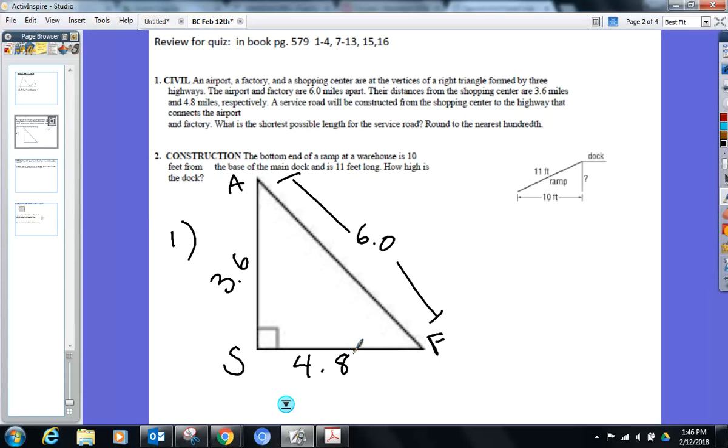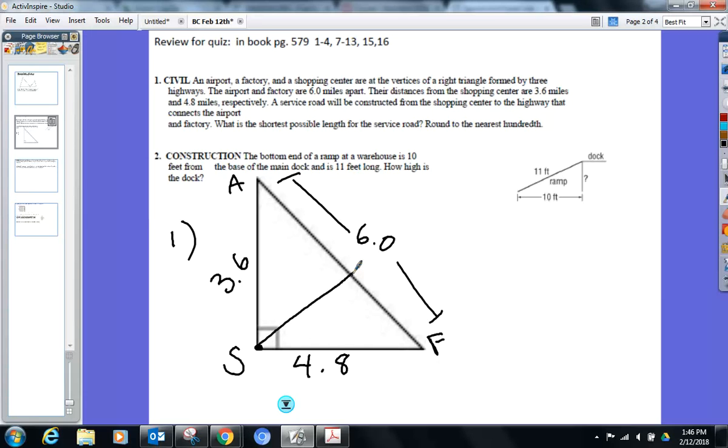And we're going to put a service road in. The service road is going to go from the shopping center to the highway that connects the airport and the factory. So here's my service road, from the shopping center to the highway that connects it.